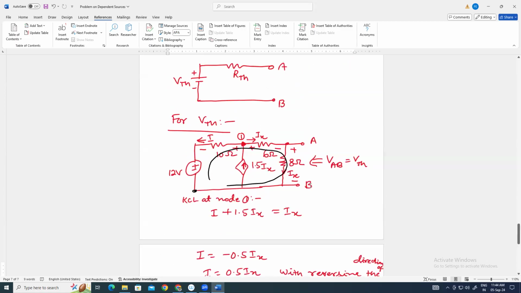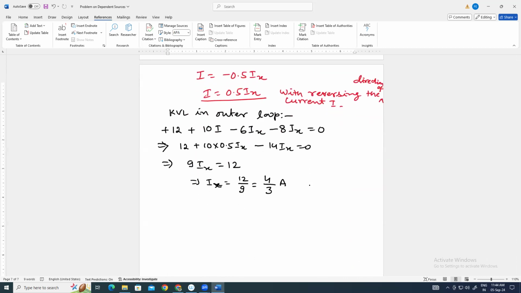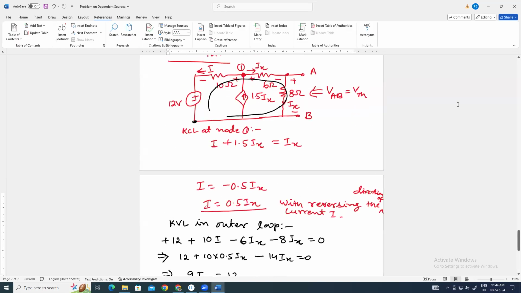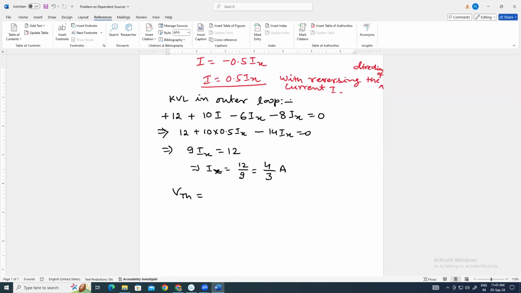So what is VTH? VTH is nothing but voltage across these two terminals. Voltage across these two terminals will be equal to resistance multiplied by Ix. And the polarity will be the same, plus here, minus here. So VTH will be 8Ix. Simple. Clear? So VTH will be 8Ix.